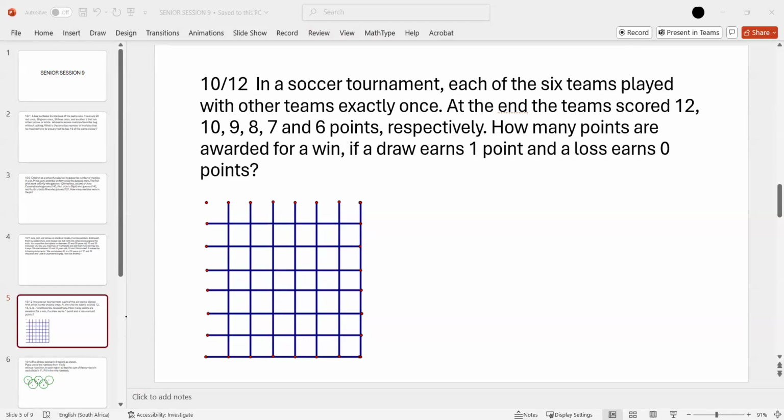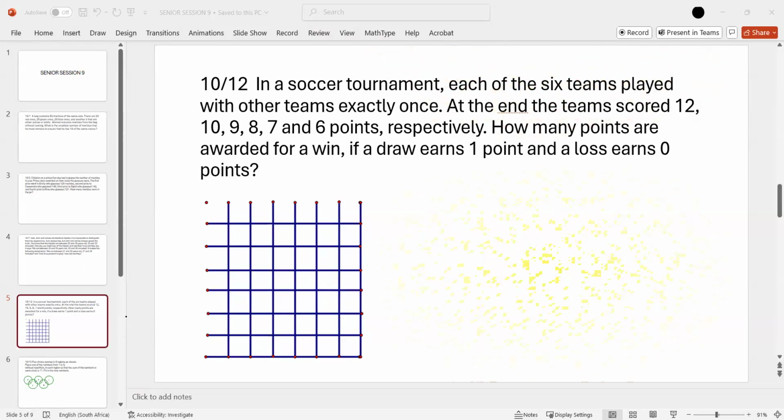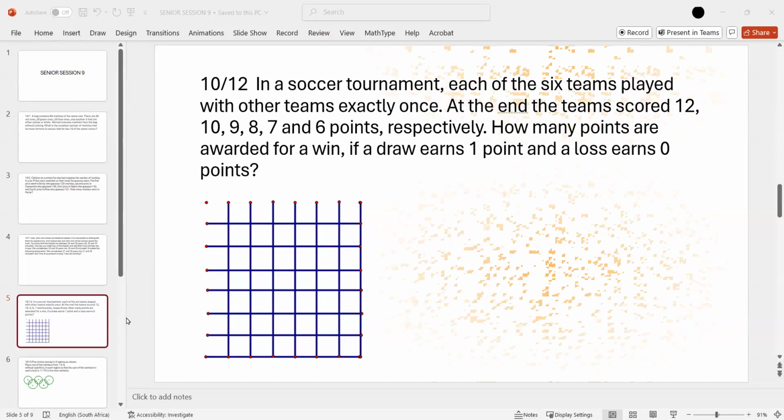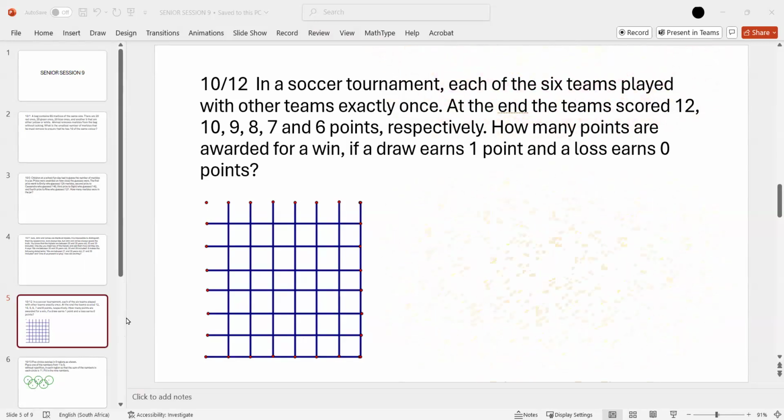All right. In a soccer tournament, each of the 6 teams played with other teams exactly once. At the end, the teams scored 12, 10, 9, 8, 7, and 6 points, respectively. How many points are awarded for a win if a draw earns 1 point and a loss earns 0 points?